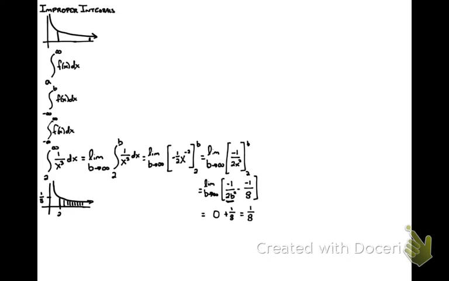Because the limit of the expression involving b is 0, I can actually continue forward, and the value of the integral is 1/8. That's the area under that curve. Even though it's always getting closer and closer to the x-axis and it never reaches it, it does converge. It is the kind of thing that converges, and its area can be found.